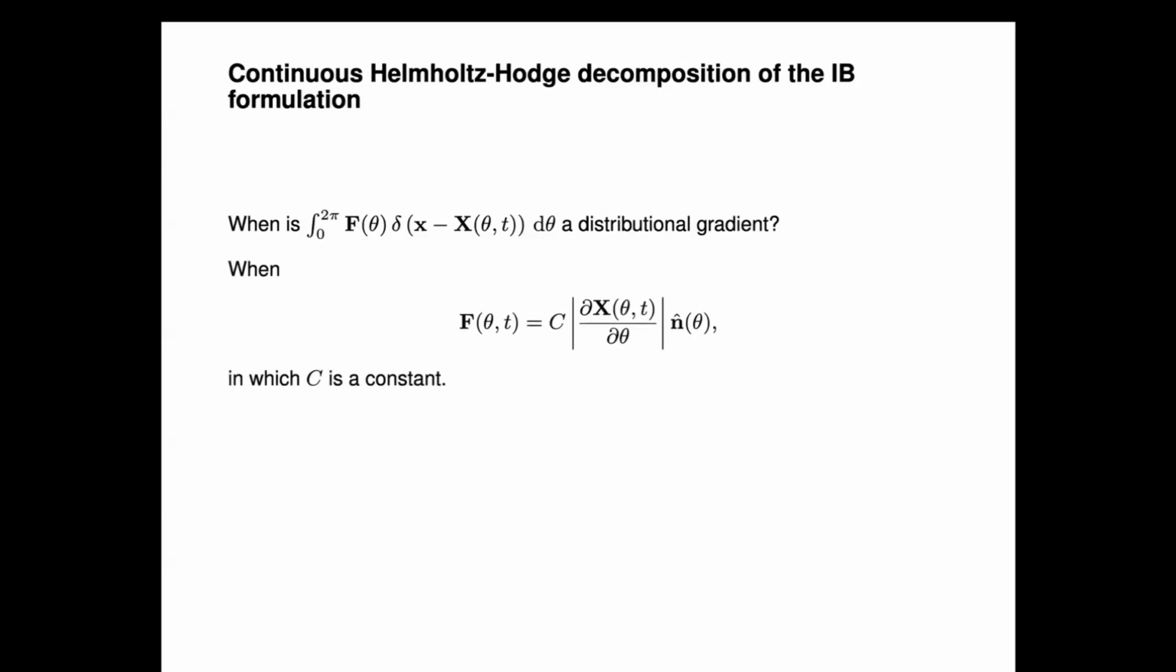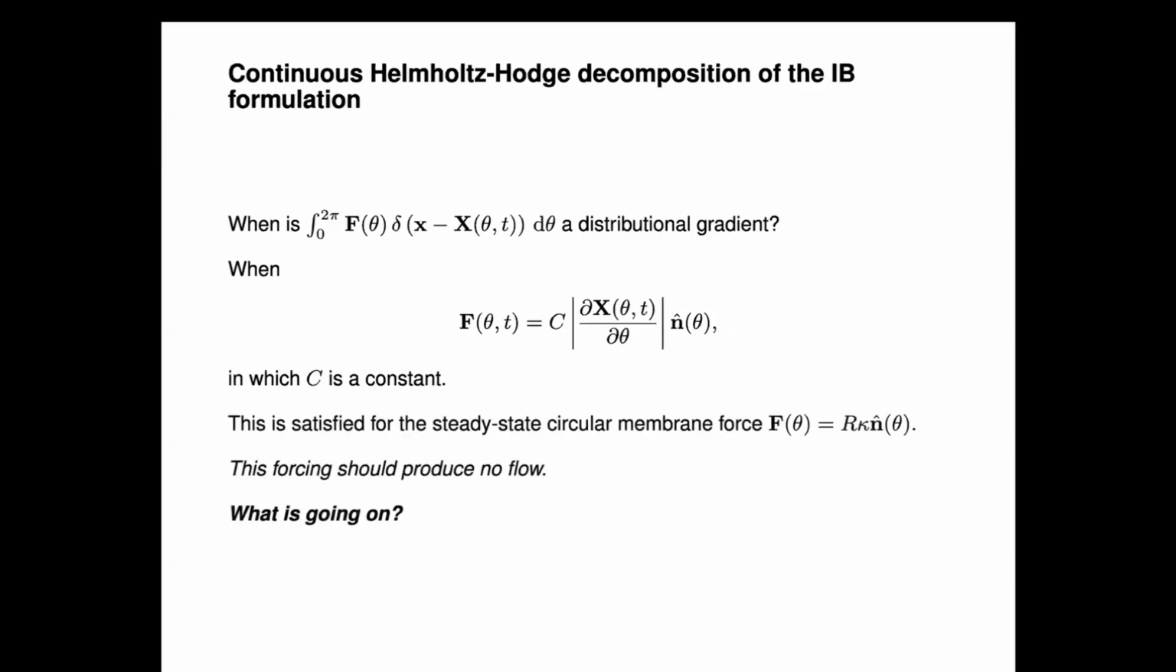Well, it's going to be a distributional gradient, for instance, if you can write down the Lagrangian force as a force that's oriented in the normal direction for some constant times the magnitude of dX by d theta. And so this is going to be satisfied in a steady state case if the force is just related to the curvature and the normal vector along the interface. This forcing should produce no flow. And this is the forcing that shows up at the very beginning of my really simple test problem, right?